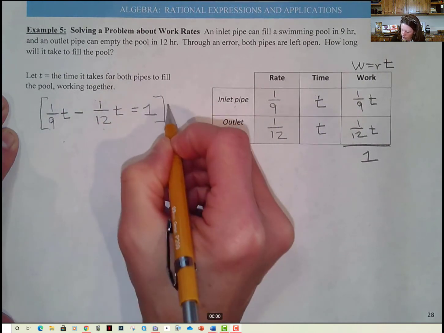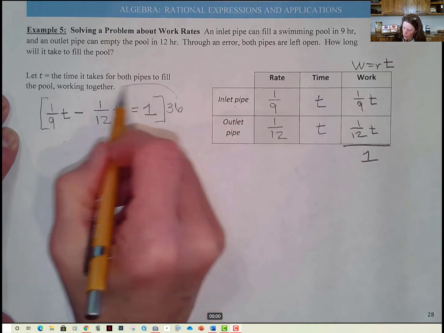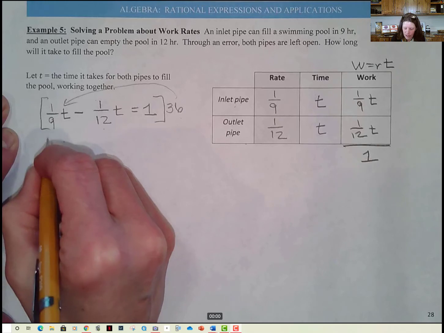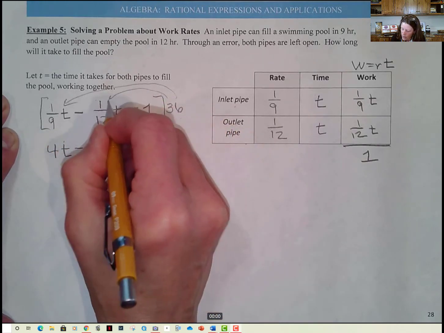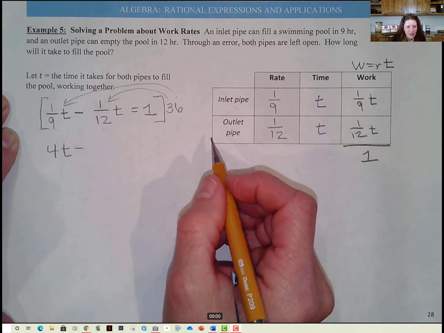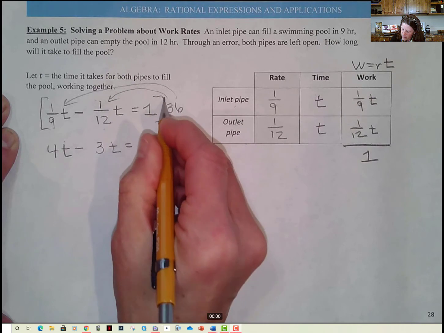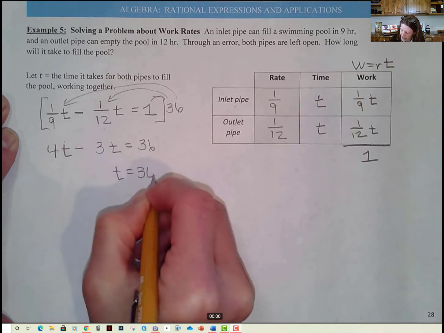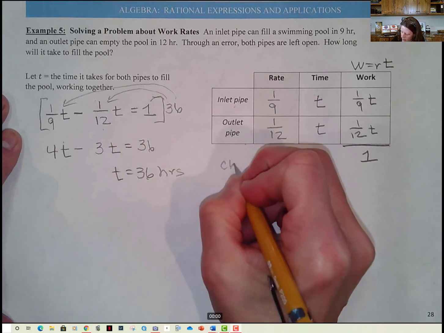That's the smallest number that both 9 and 12 divide into. 1/9 times 36. 9 divides into 36 4 times, 4t. 1/12 times 36. 12 divides into 36 3 times, 3t. And that's equal to 36. In other words, T equals 36 hours to fill the pool. Yikes. And let's check this and see what's happening here, okay?